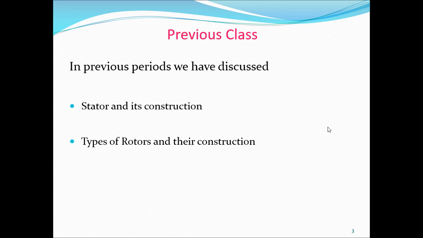We covered salient and non-salient poles also, and the differences. The construction is very difficult for salient pole, and easy for non-salient pole. Salient pole is used for low and medium speeds, and non-salient pole is used for high speeds. In salient pole, the diameter is large, and in non-salient pole, the diameter is less.